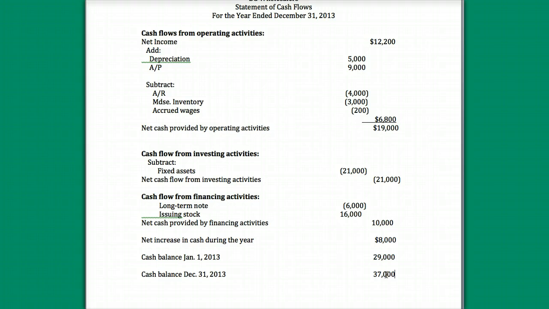So hopefully, between the first video and the second video, this shows you everything you need to know to actually walk through an entire statement of cash flows in the indirect method.